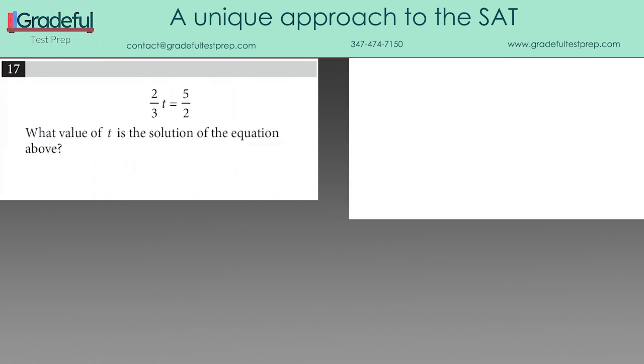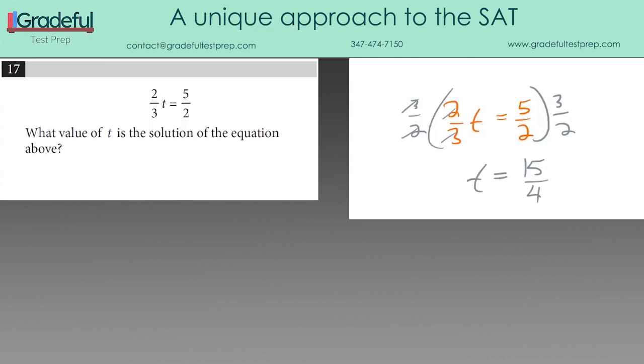So if we had 2/3 t equals 5/2, we want to multiply by the opposite fraction of 2/3, the reciprocal, which is 3 over 2. So that'll cancel. The 2 will cancel with the 2, and the 3 will cancel with the 3. When we do that on the right-hand side, we'll get 5 times 3 in the numerator and 2 times 2 in the denominator, and that's 15 over 4, which is equal to t, and that's our nice simple answer for number 17.